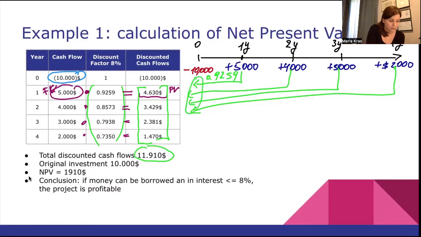Then obviously you need to subtract your original investment of $10,000 to come up with NPV, which is in this case $1,910. What kind of conclusion can we make here? We could think that if this original investment of $10,000 is borrowed from the bank at the rate of 8% or less, this project is clearly profitable, right? So on the top of our original investments, we are receiving $1,910, and that accounts for the cost of borrowing of these funds.